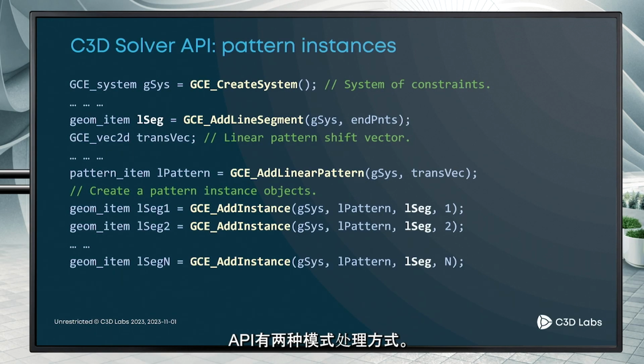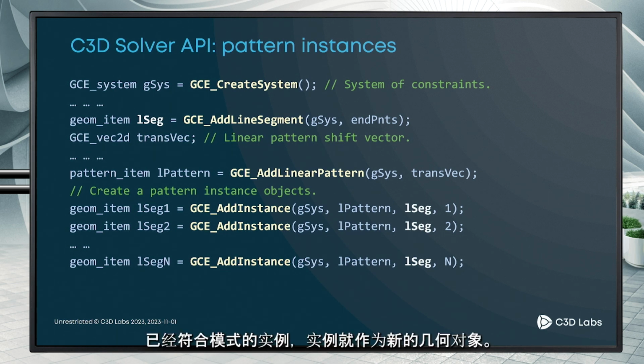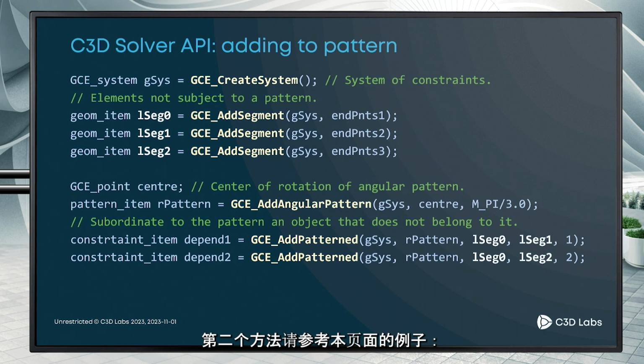In the API, we have provided two ways of working with patterns. The first way is presented on this slide. Using the example of creating a linear pattern, here we create a line segment, then define a linear pattern using the addLinearPattern function, after which we create instances of the pattern as new geometric objects that already belong to the pattern. The second way to create a pattern is shown on this slide, using the example of creating an angular pattern. It consists in adding already existing geometric objects to the pattern. This is done using the addPattern constraint.